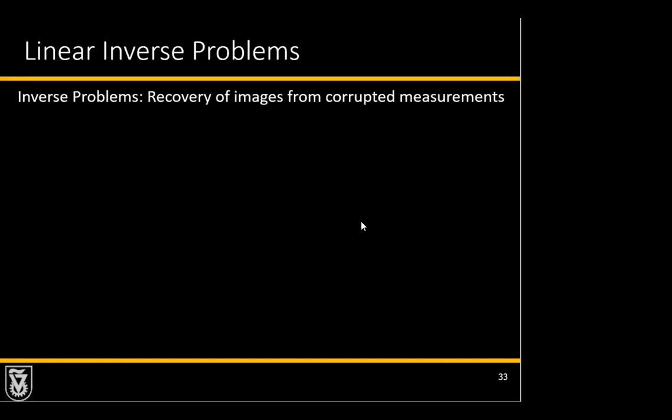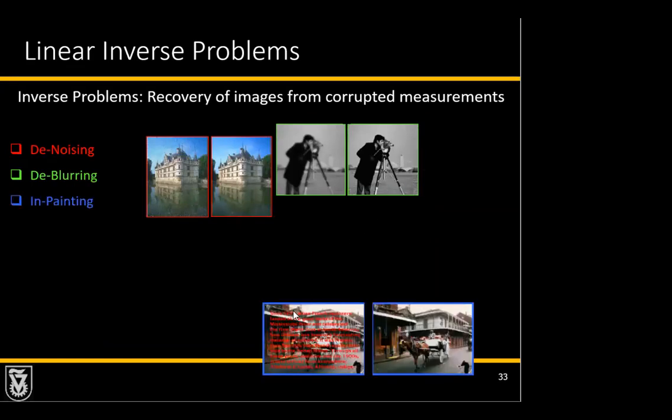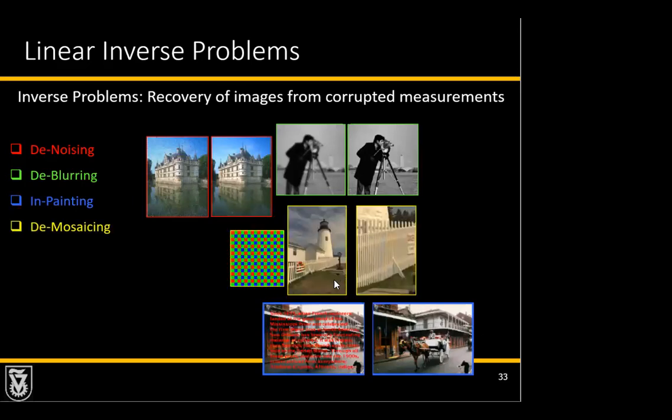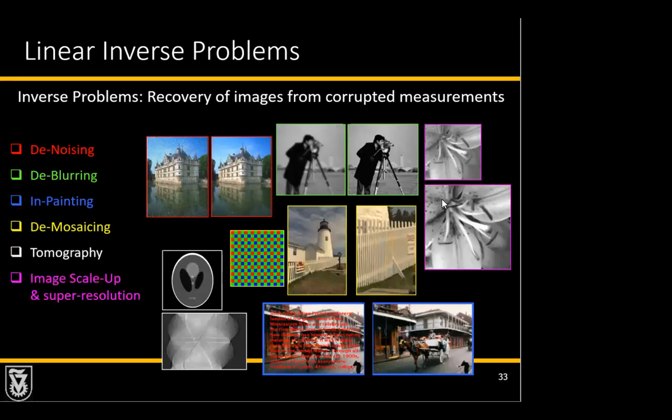But we did not stop there. We wanted more. We wanted to solve more general problems, not just denoising and in-painting. So we thought about generalizing to a more broad family of problems. So we looked at linear inverse problems, which are the recovery of images from corrupted measurements. This family includes denoising, the problem of deblurring, where we have a blurry image and we want to remove the blur, in-painting that we discussed, demosaicing, tomography, it could be used, and image super resolution, where we have a small image and we want to increase its size, and many, many more problems.